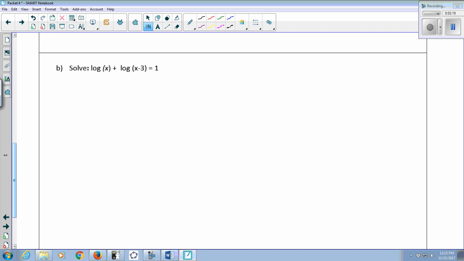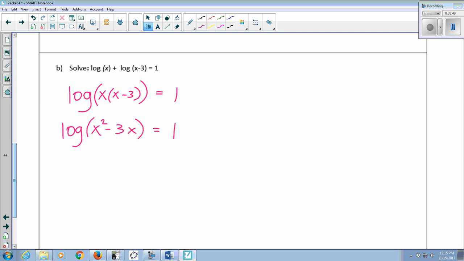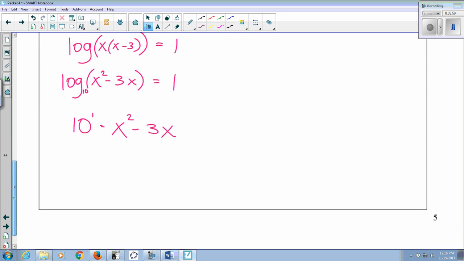All right, this one I have 2 logs, so I'm going to compress them into a single log using my properties. Those are separated by addition, so I can compress them via multiplication. So this says log of x squared minus 3x equals 1. And now change it to an exponential equation. There's a little invisible 10 here, so this says 10 to the first equals x squared minus 3x. And now I have a quadratic equation.